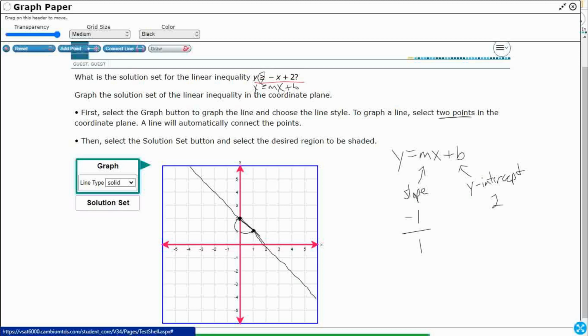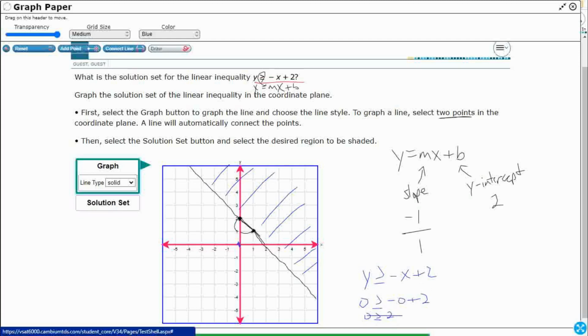And then we've got to figure out the shading. Where does the shading go? Well, if it's greater than, it's going to be above the line. We can test this by choosing a point. Let's choose 0, 0. If I substitute 0, 0, it should be false because I shaded on the other side. So y equals 0, and 0 is greater than or equal to 2. See, that's false.